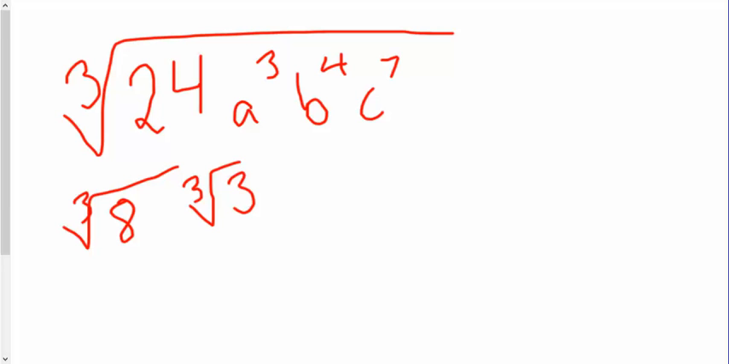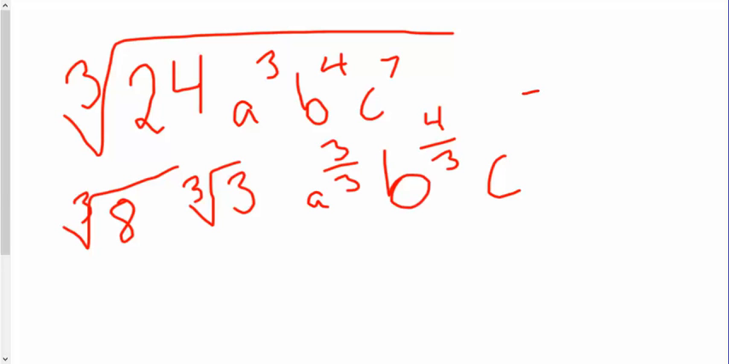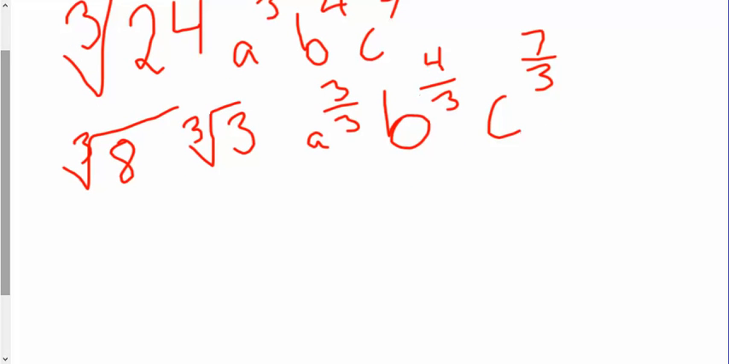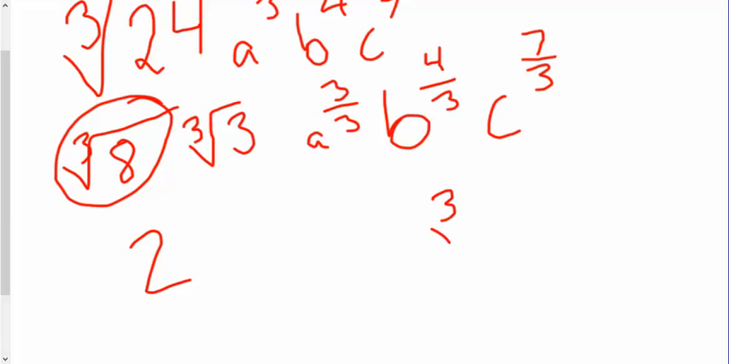Since my power is 3, that's a cubed, and my root is 3, so 3 goes in the denominator. Let's do it with b as well. For b, our power is 4, so the 4 goes in the numerator, and I have 3 in my denominator. And lastly c, that's c to the seventh, again over 3. The reason we might want to do this is because the cube root of 8 is just 2, but I can't really do anything with that 3. That's still going to be left underneath the radical.